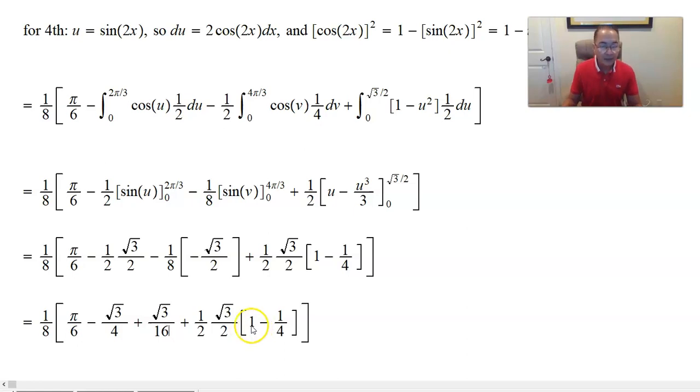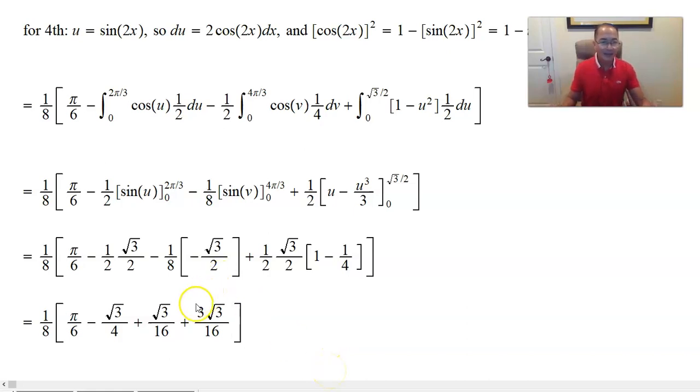We have 3/4 here and another 4, so 3/16 positive. Oops, my fingers are so clumsy. Scrolling away.